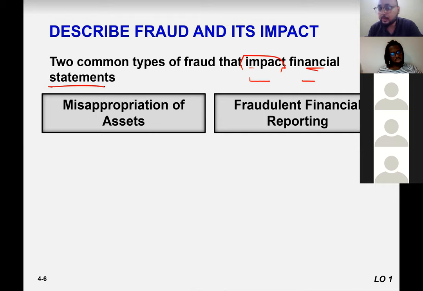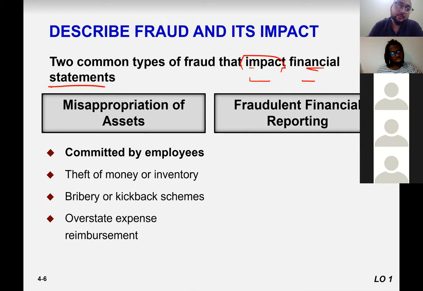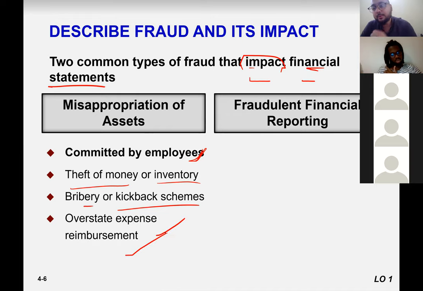What does it mean? It is mostly committed by employees: theft of money or inventory. Right? Some employees steal computers, ACs, water bottles, this kind of stuff, or money from the safe. Also bribery, kickback schemes, and overstatement of expense reimbursement.